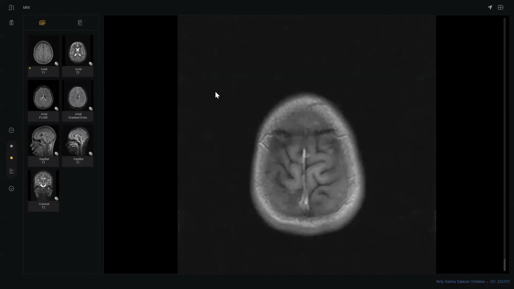Okay, this is MRI. Scroll. MRI of the same patient. It's not scrolling.